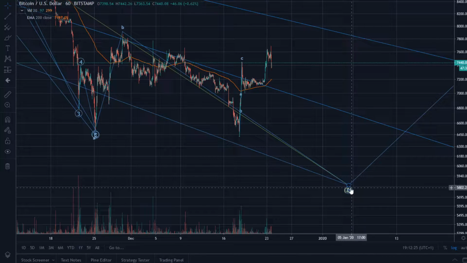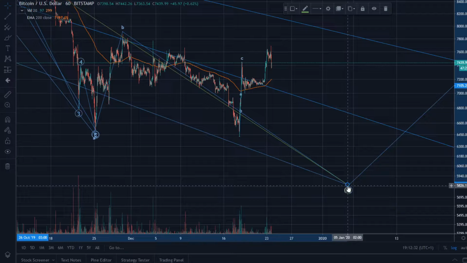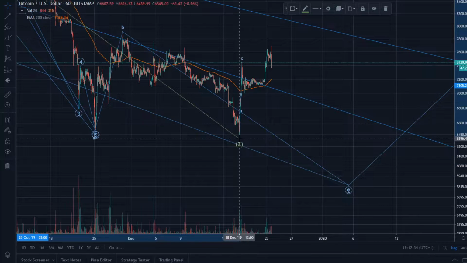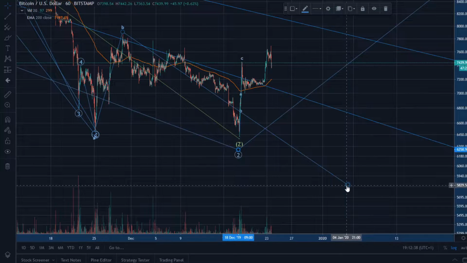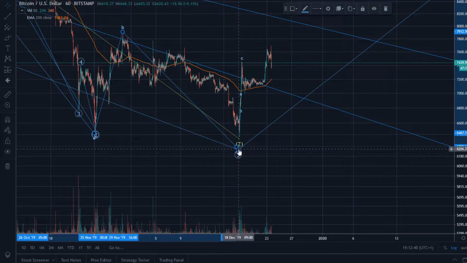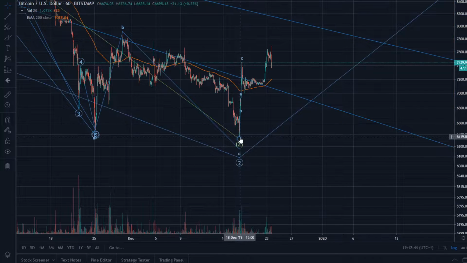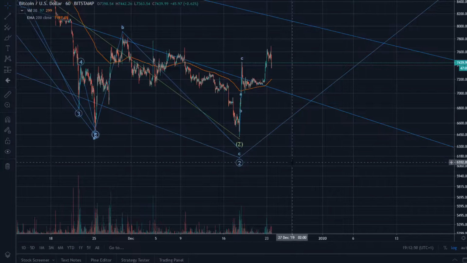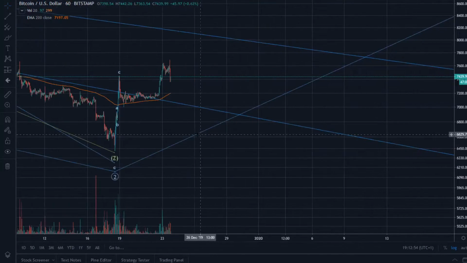The other possibility is that this has been the end of this Z move, which is, I hope I get this one. And this would in turn mean that this 2 is over here, this C is over here, and this would essentially mean that this was the low, and we probably won't see lower prices for a lot of years. But this is in no way certain right now.